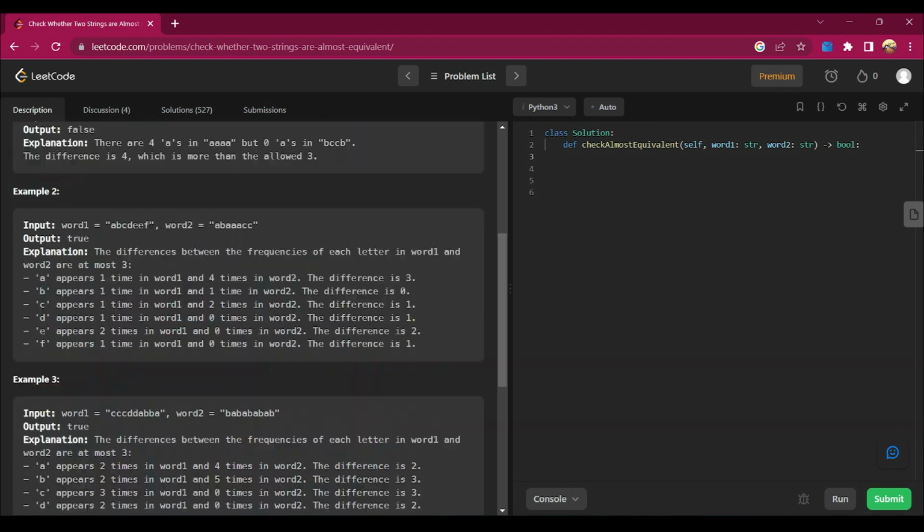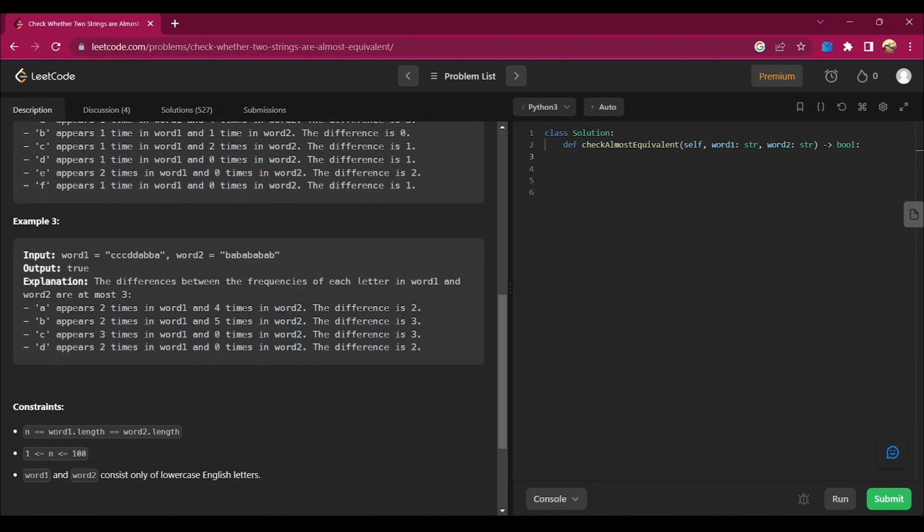So now let's move on to our coding section and start with creating two variables. The two variables would be our counters here. I will say that chr1, our character 1, would be the counter for word 1. Similarly, chr2 would be the counter for word 2, and I will write word 2 here as well.